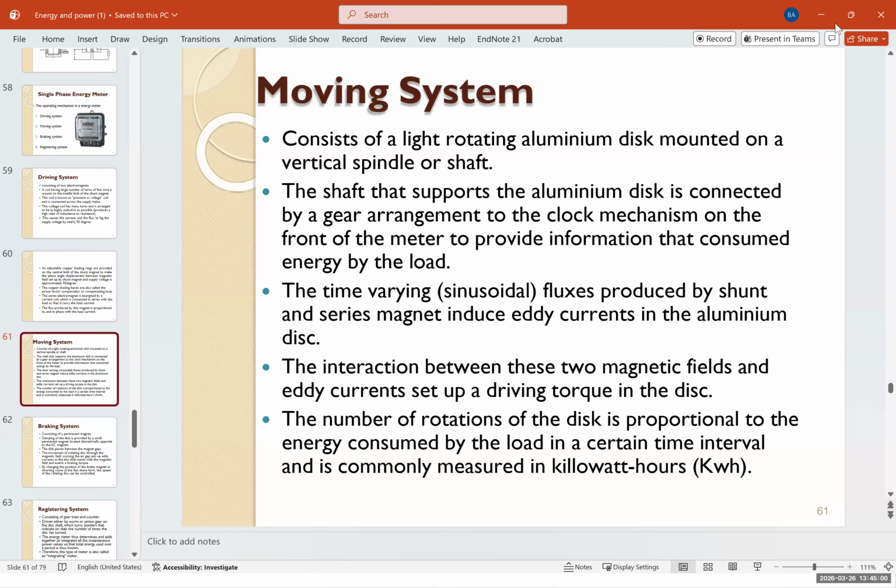So as mentioned, they have a 90-degree phase shift, and you have an eddy current on the disc, and these are in the opposite direction. It acts like, I would say, a simple motor, what we call an induction motor, something like that. The number of rotations of the disc is proportional to the energy consumed by the load in a certain time interval and is commonly measured in kilowatt hours.